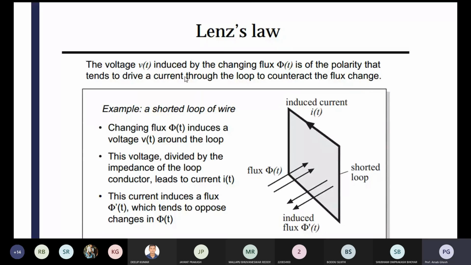Now what is the polarity? The polarity will be reversed, meaning it counters the effect of that cause. The example is a shorted loop of wire. It has an induced current flowing there. The flux phi(t) is the first cause, and that flux is responsible for the induced current, the circulating eddy current. That current will be developed due to the flux phi(t).